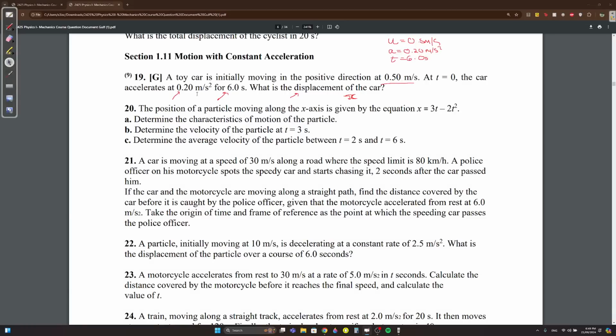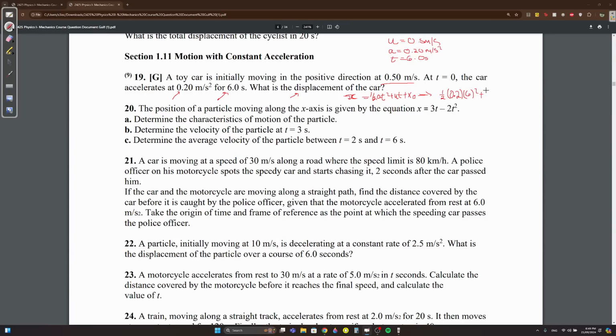Here, what are we going to use? Which one has x, a, t, and u? We're going to use x equals half at squared plus ut plus x 0. So just substitute. These questions are so easy. All you have to do is substitute into the formula. The only hard part is seeing which formula to use. Honestly, in mechanics, for me this is the easiest concept we have. I'd rather do this than vectors or whatever.